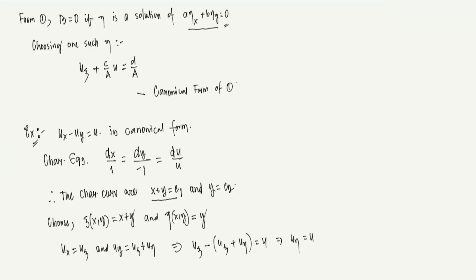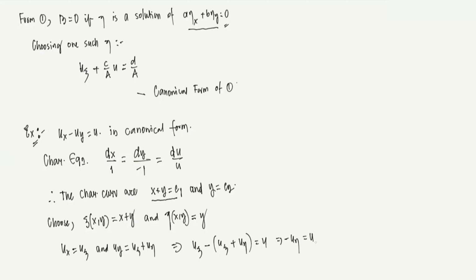One second, let me just check it once. ux minus u_xi plus u_eta. Yes, sorry, this is a minus u_eta. Yes, this is fine. So this is your solution.